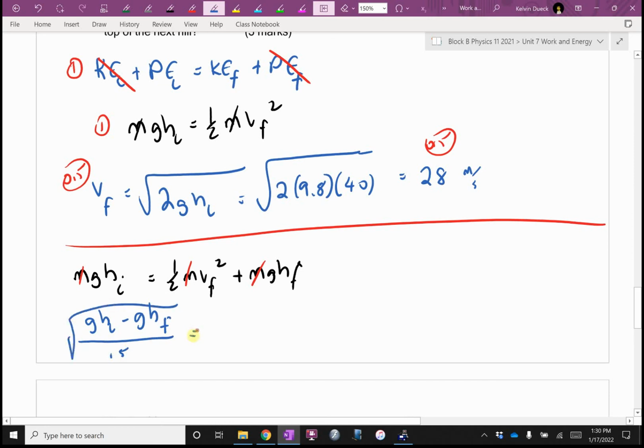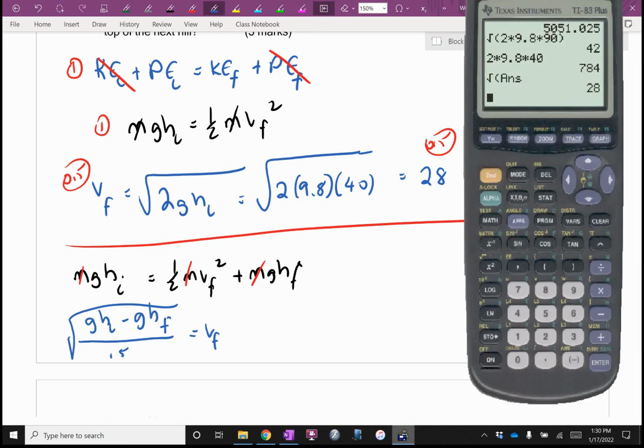Square root. That also equals v final. I would argue that looks a little prettier. But that should work. You would go like this then. The square root of, well, I would do the inside the brackets first. Bracket 9.8 times 90 minus 9.8 times 50 divided by 0.5. Square root of that. Yep, there we go. 28.